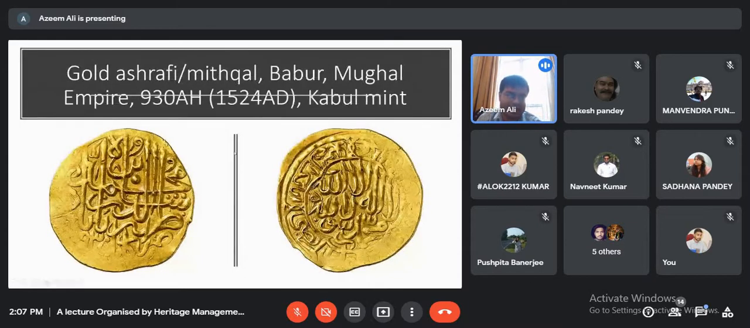And here is the gold coin. There's only one that survives, and it came up at auction recently, I believe this year. And again, quite similar with Babur's titles on the obverse. You can just about make out Muhammad here, and then the kalima here, which is the declaration of faith of Muslims.